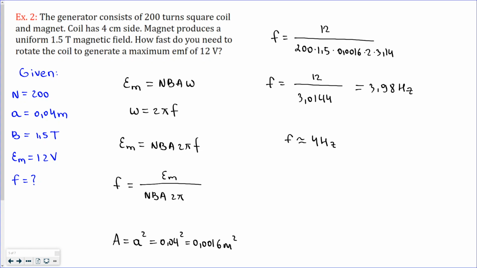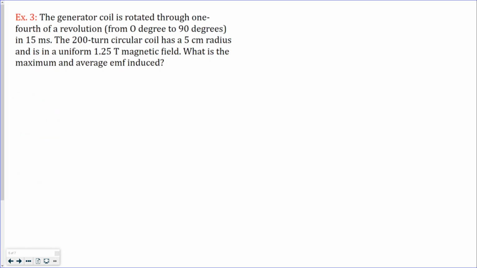So what does 4 Hertz mean? In 1 second this loop rotates 4 times. Get it? So 4 rotations in 1 second. That is the speed of the rotation of a coil. Now let's move to the third problem, and it is the last problem. Okay, again let's write the given here.